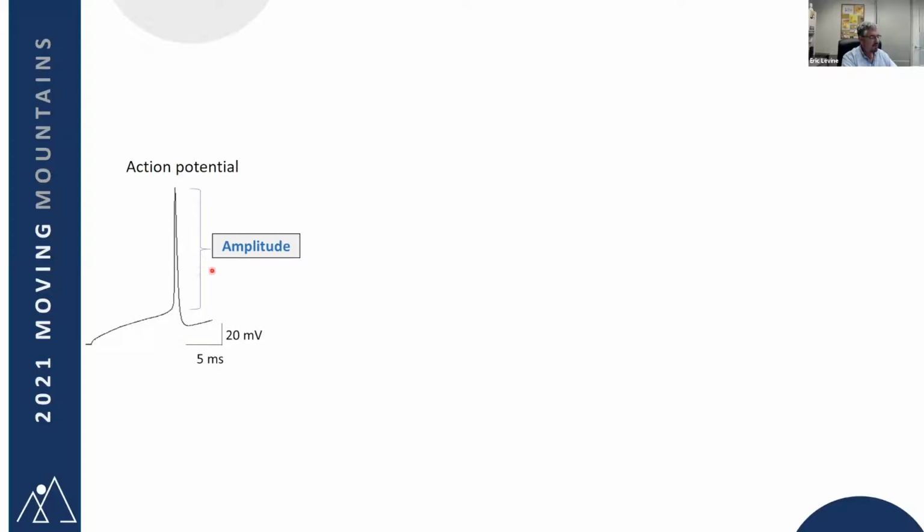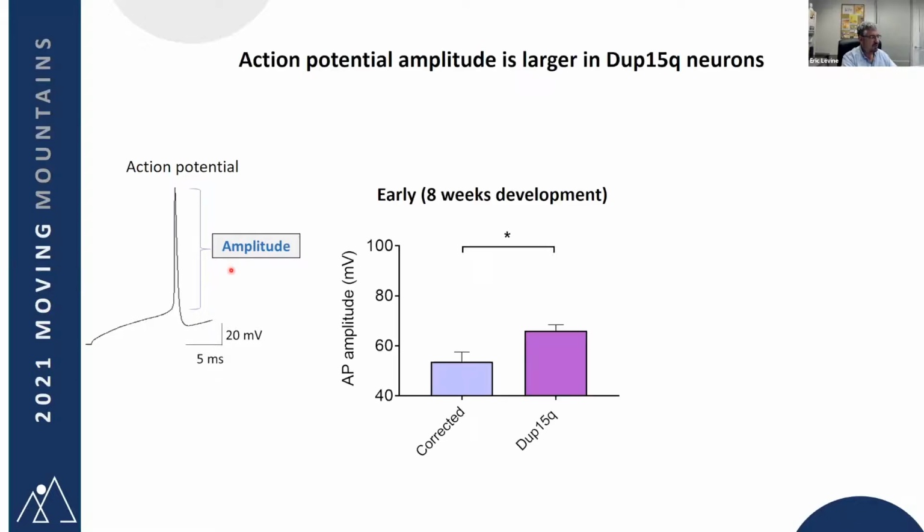One of the characteristic features of the action potential relevant to its function is its amplitude. We can measure the amplitude of these neurons. And so we recorded a group of neurons from the Dup15q neurons, and then a group from the corrected cell line that loses the entire duplication. And we did this at several different time points.